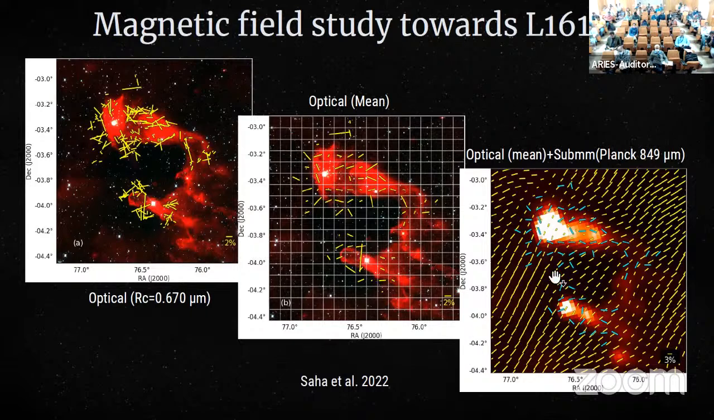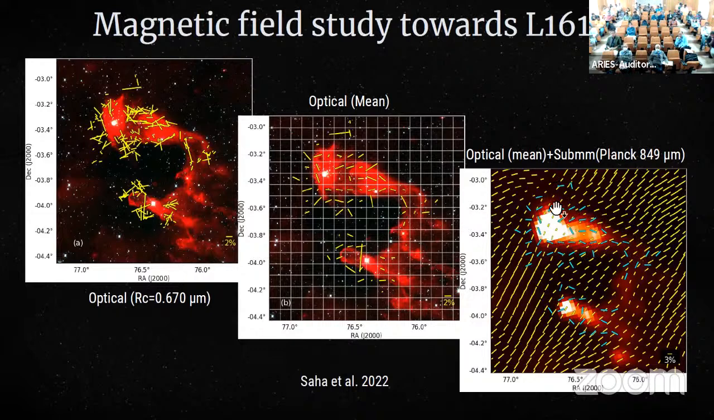And here I have shown the Planck 857 gigahertz image, and the yellow vectors are showing the Planck submillimeter polarization vectors, and the cyan lines are the optical polarization vectors. In the edges of the molecular cloud, you can see the Planck and optical polarization vectors are matching, but inside the cloud, they are not correlated at all. So it can also be because of the poor resolution of Planck, for which it is not able to show the small scale randomness.